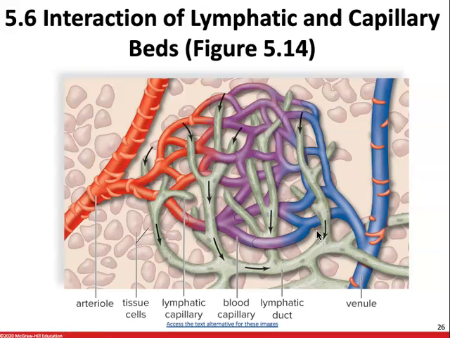So here's a diagram showing the interactions between the capillary system and the lymphatic system. There are a couple of components to the lymphatic system. Lymph is the actual fluid. It's identical to the interstitial fluid. That's the fluid that leaks out of the blood vessels and bathes the body cells.